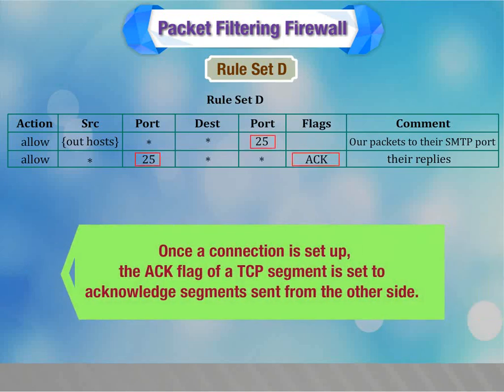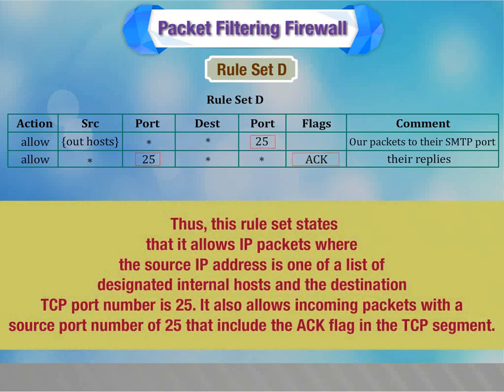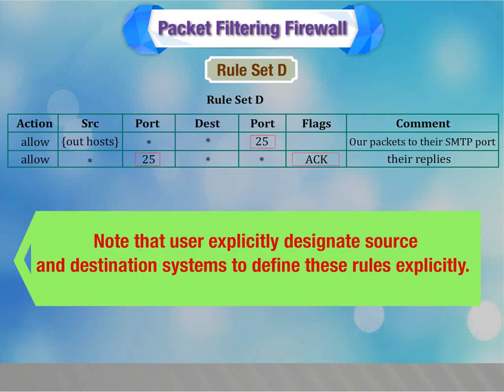Once a connection is set up, the ACK flag of a TCP segment is set to acknowledge segments sent from the other side. Thus, this rule set states that it allows IP packets where the source IP address is one of a list of designated internal hosts and the destination TCP port number is 25. It allows incoming packets with a source port number of 25 that include the ACK flag in the TCP segment. Note that the user explicitly designates source and destination systems to define these rules explicitly.